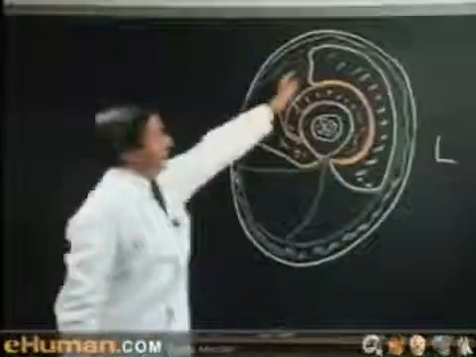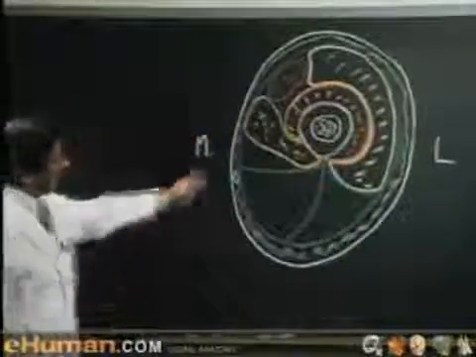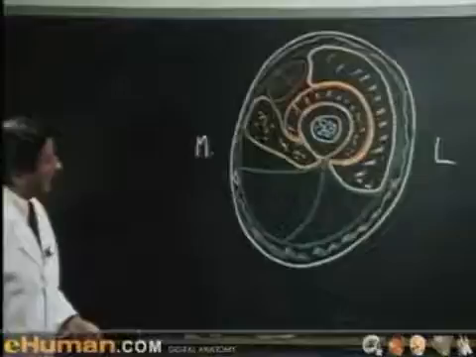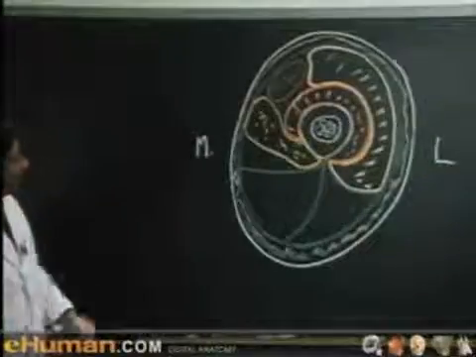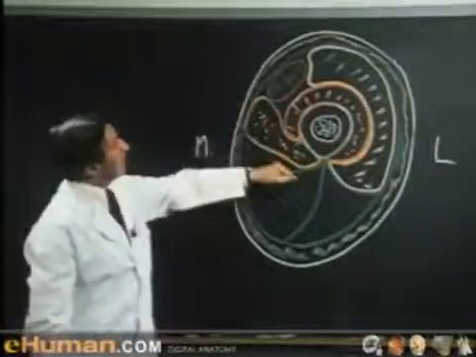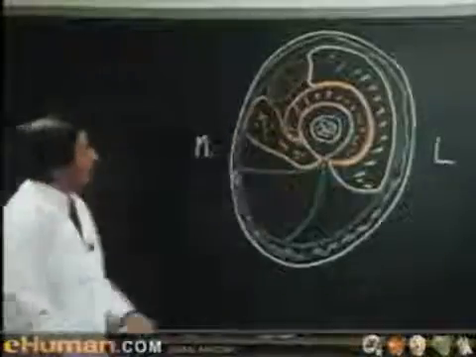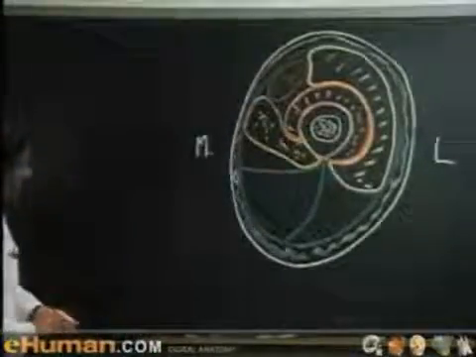Now what is the nerve supply to all these muscles, the muscles that are present in this anterior compartment? It is the femoral nerve. And the femoral nerve has come down from behind the inguinal ligament and quickly supplied these muscles.